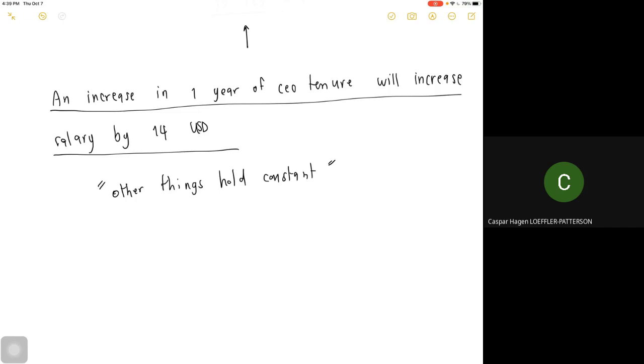Okay, and so that's the first part of the question. And the second one, I asked you to generate two new variables. The first one is salary and the second one is sales. Basically, I would like you to divide both variables by 1,000, right?